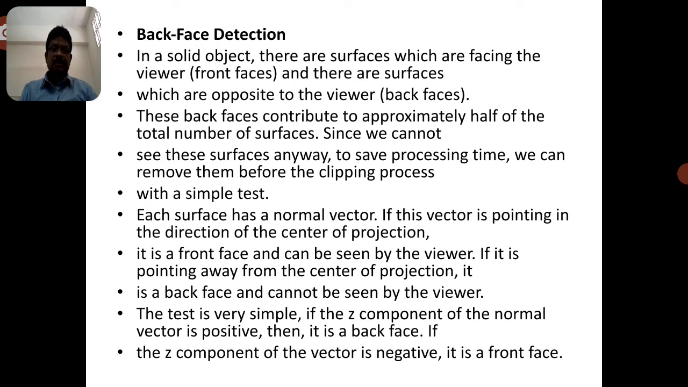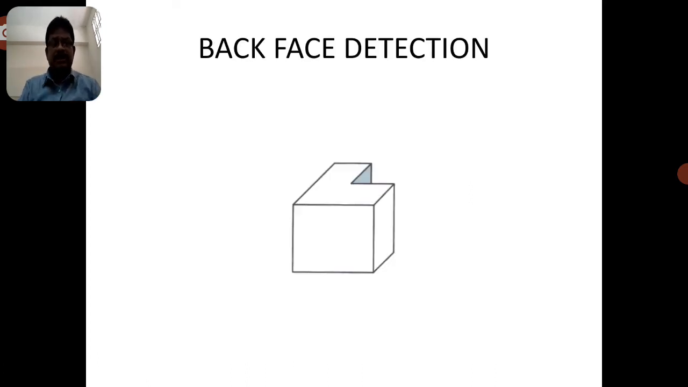The test is very simple. How can we identify the back face of a surface? If the z component of the normal vector is positive, then it is a back face. Simply put, whenever the z component of the normal vector of the given object is positive, it is identified as a back face. If the z component of the vector is negative, it is a front face. So here the two identifications are defined.